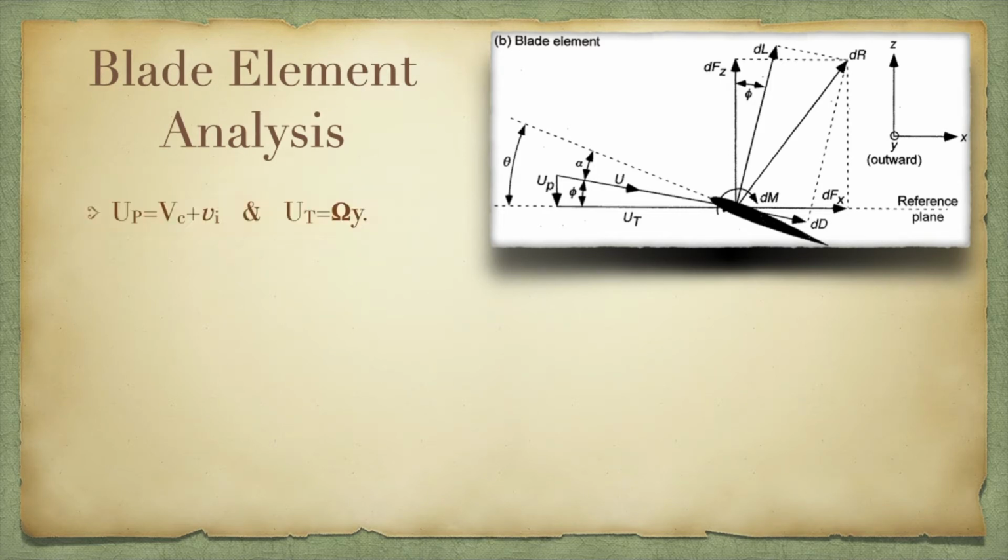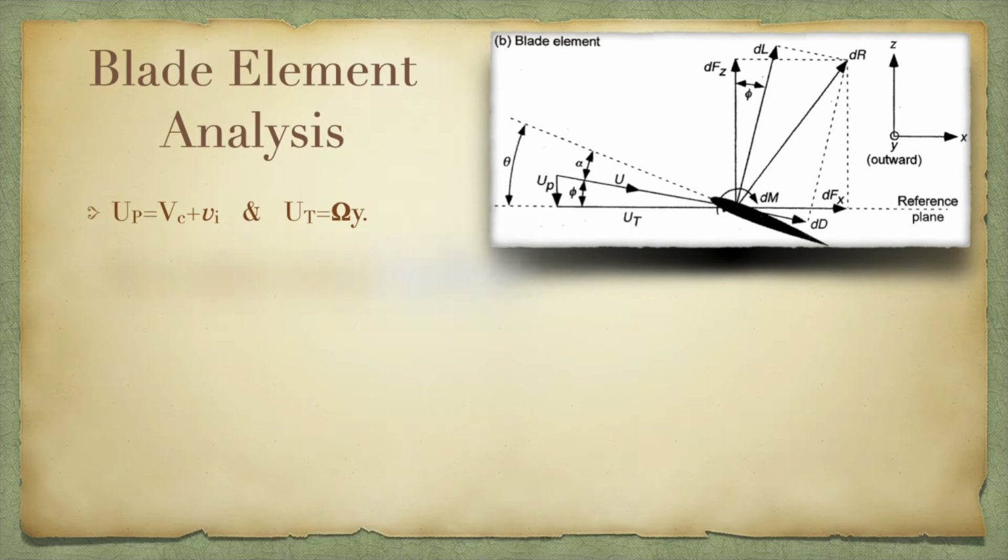The resultant local flow velocity at any blade element at the radial distance y from the rotational axis has an out of plane component, that is UP, equal to Vc plus Vi, normal to the rotor as a result of climb and induced inflow, and an in plane component, that is UT, equal to omega y parallel to the rotor because of the blade rotation relative to the disc plane.